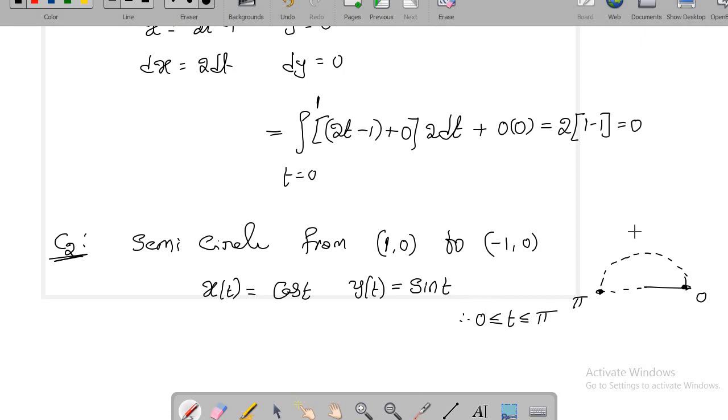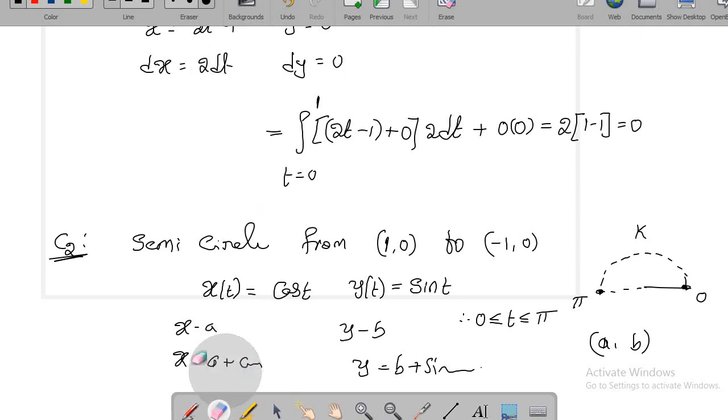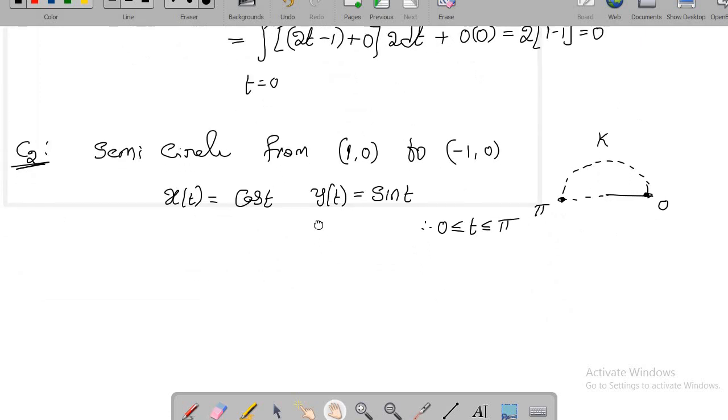Suppose the radius of the circle is k, then we are going to take k times cos and k times sin here. Suppose the circle is centered at a comma b, then instead of x comma y, we take x minus a and y minus b. From that we can see that x is equal to a plus cos of t and y is equal to b plus sin of t. This is how we do it. But anyway, we don't have that issue. The circle is centered at the origin here.